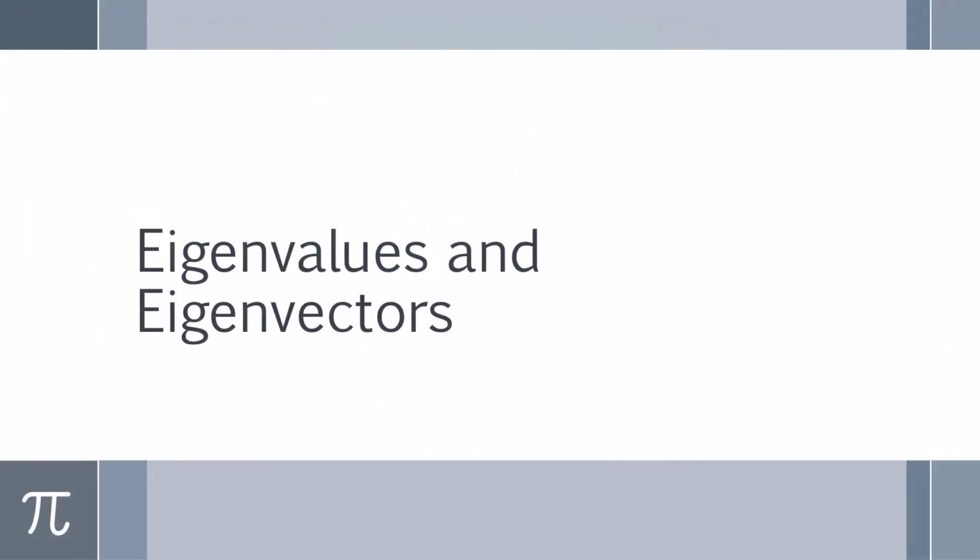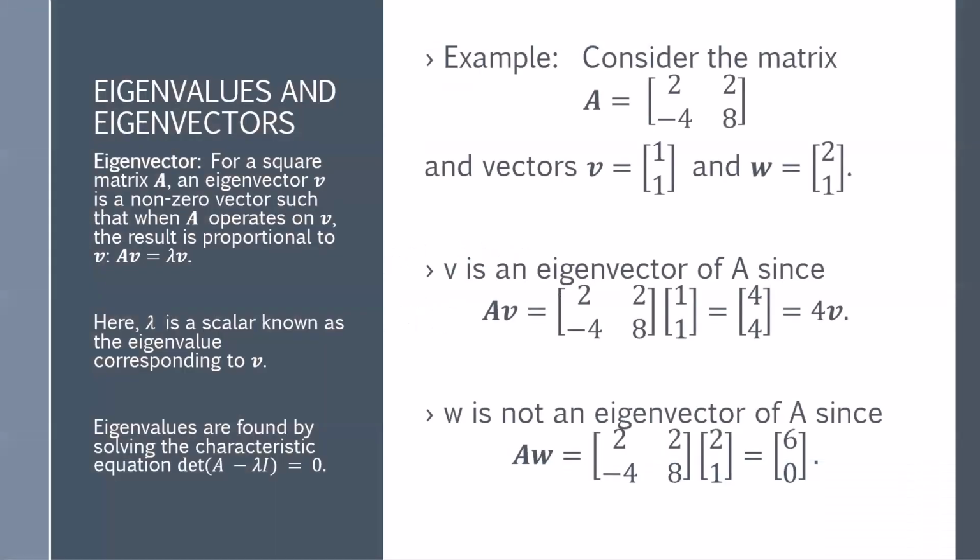Eigenvalues and Eigenvectors. The idea of an eigenvector is if you take a square matrix A and multiply by any vector, the vector either changes or it doesn't change. If it changes, but it maintains the same direction, then that vector is an eigenvector with respect to matrix A.